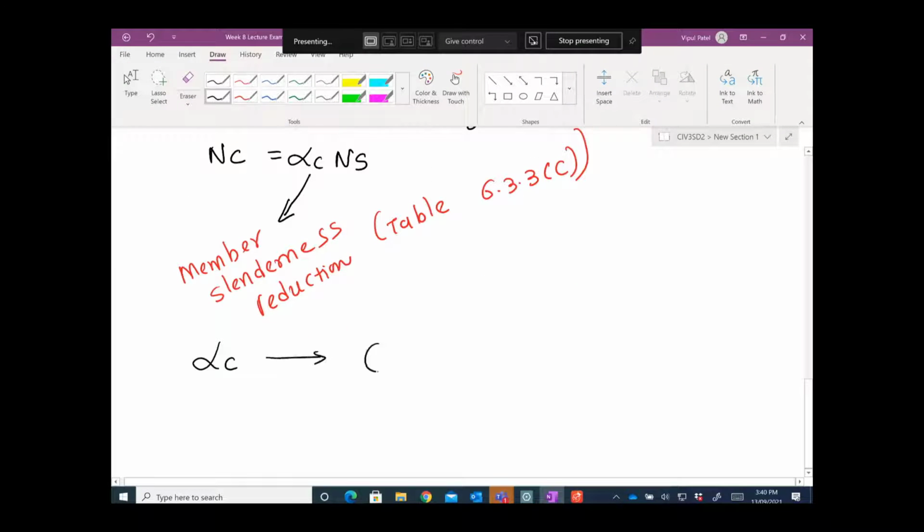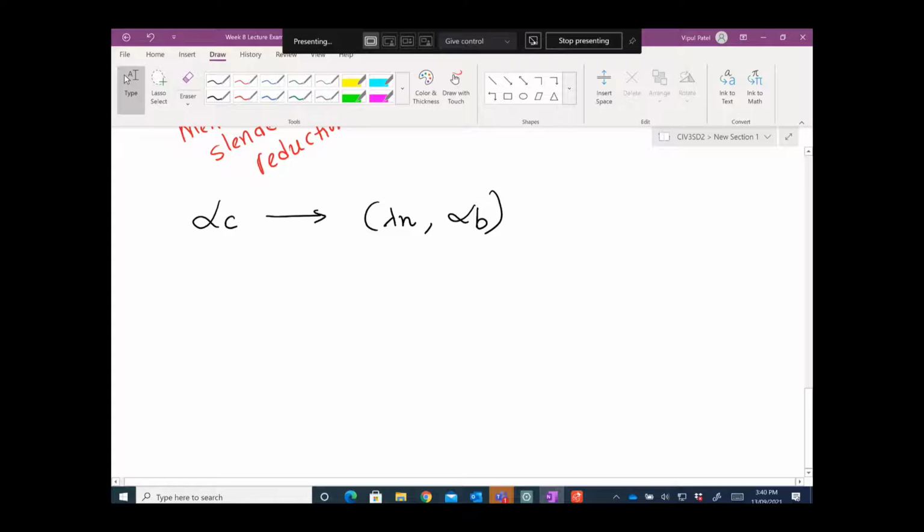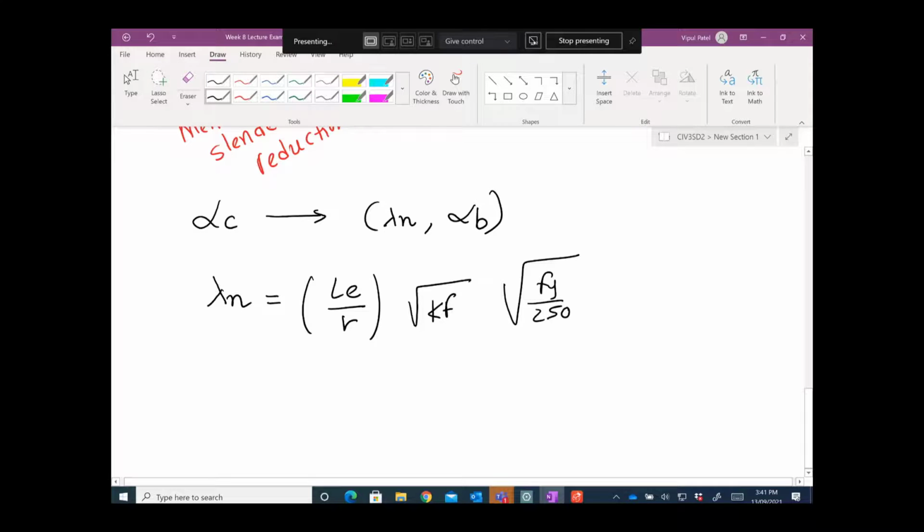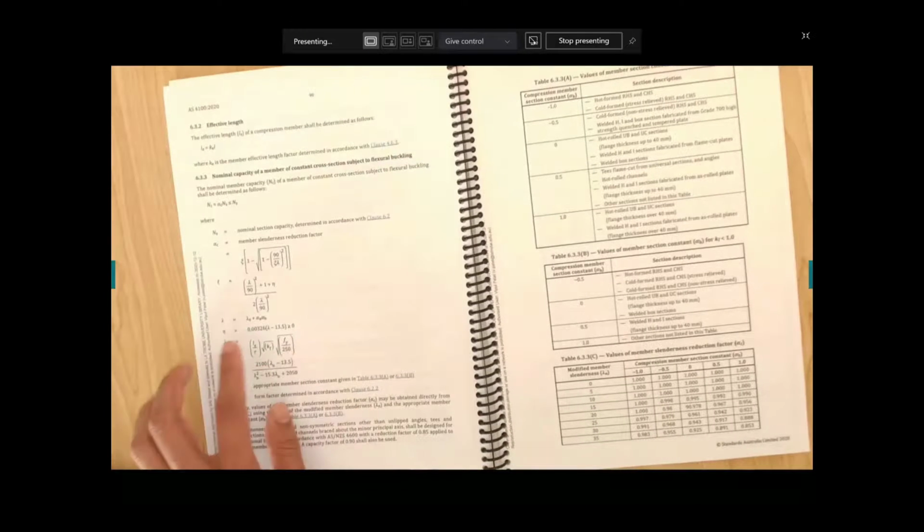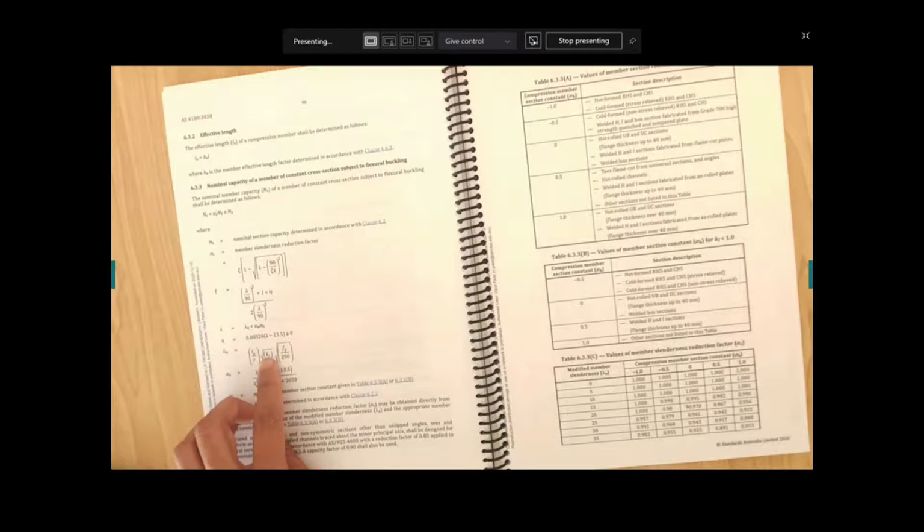Before we calculate alpha c, we need to calculate lambda n, and we need to calculate alpha b because we need to use that. So lambda n, I think, is the slenderness of the member. Lambda n equals L effective over r, times square root of kf fy on 250. This one is coming from here, by the way.